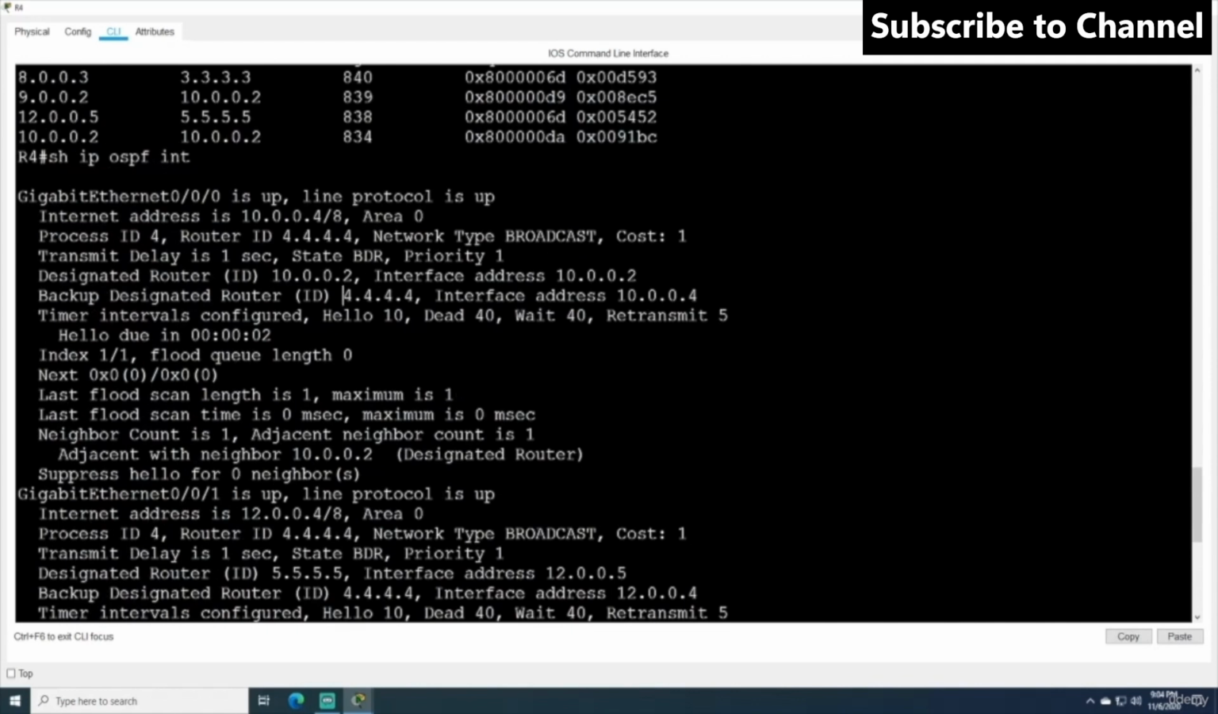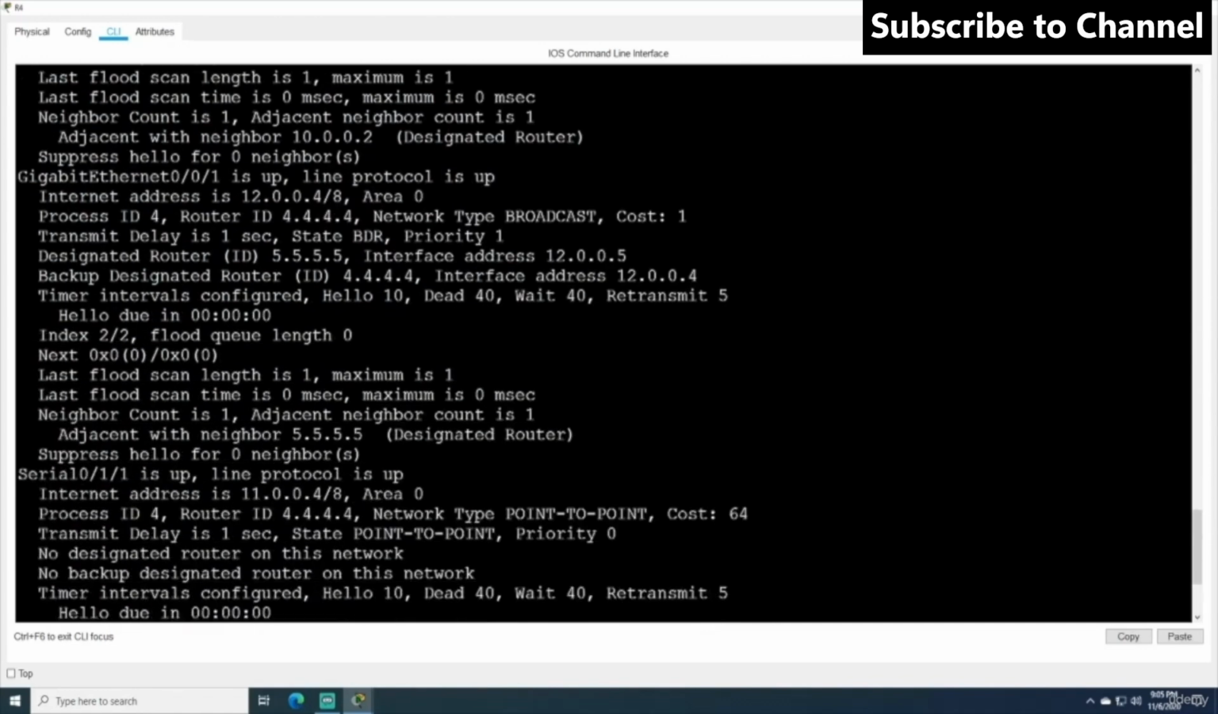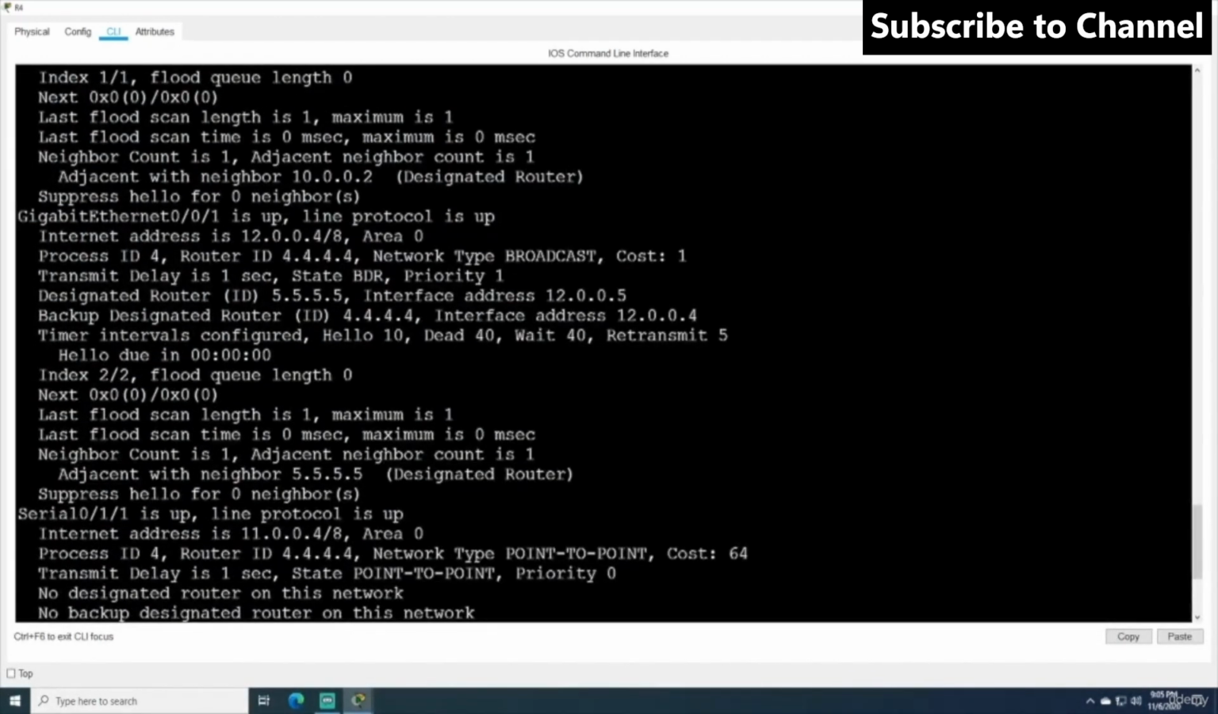And we can see, of course, hello and dead timers are the same. And we can see that yes, router 4 has an adjacency with router 2, and that router 2 is the designated router on this network. And here we get some more interesting information. We can see that the state of router 4 on the 12,000 network is BDR. It's the backup designated router.